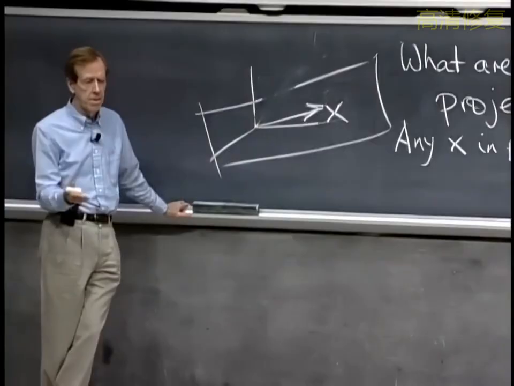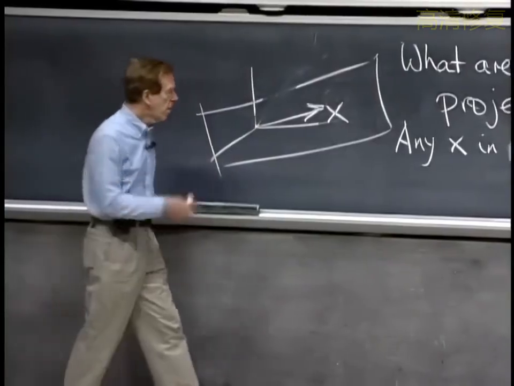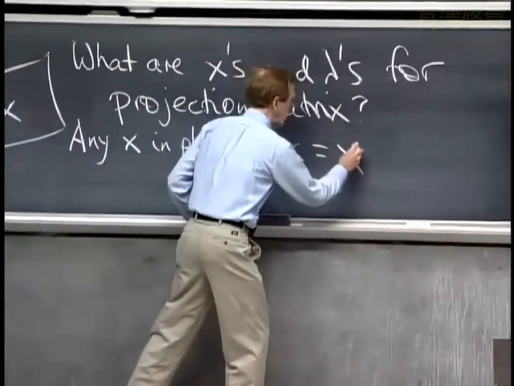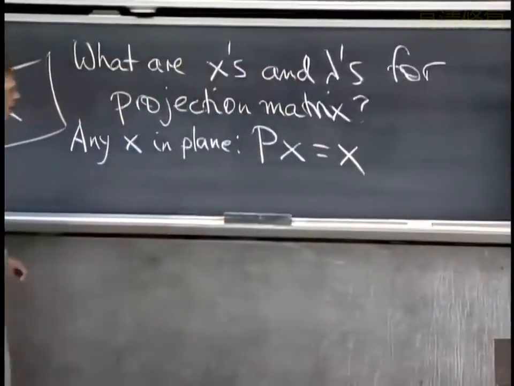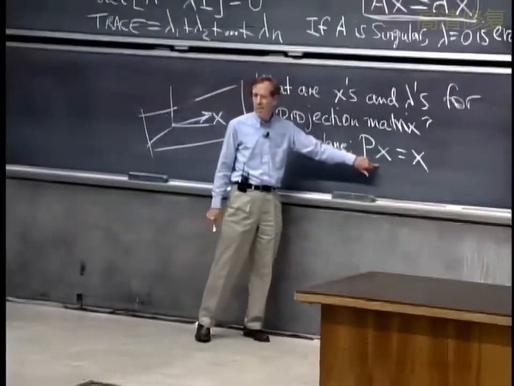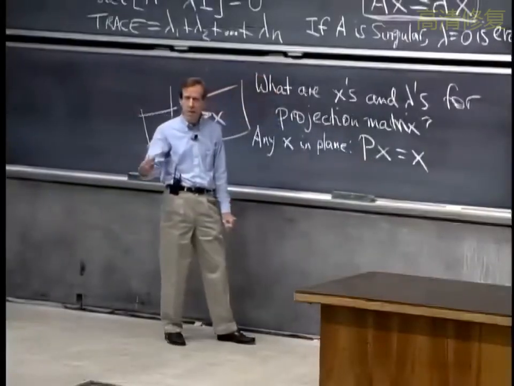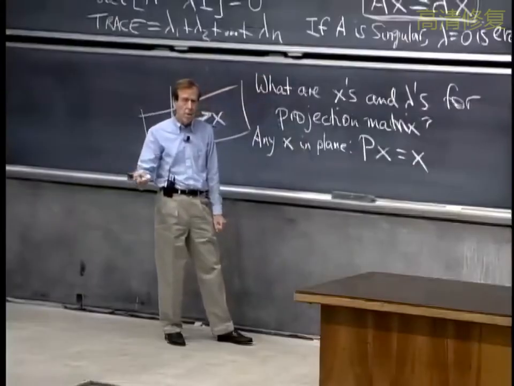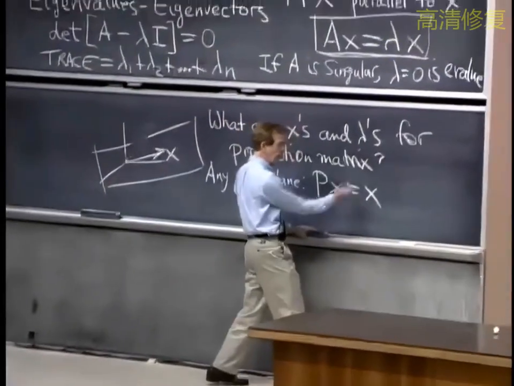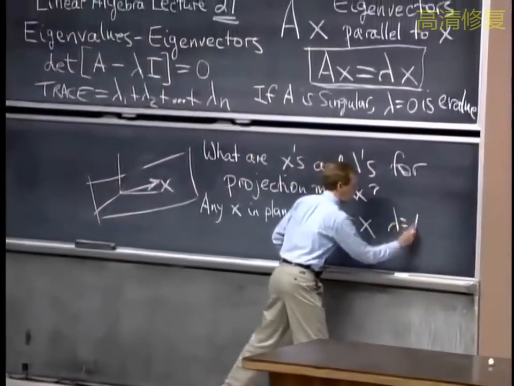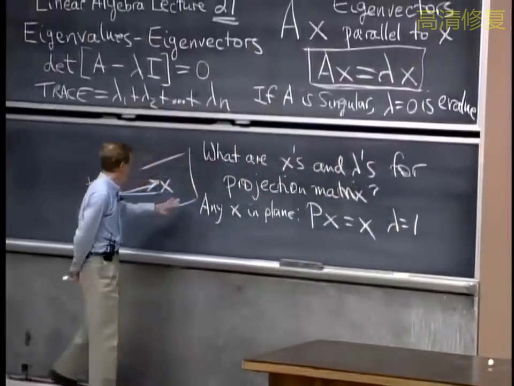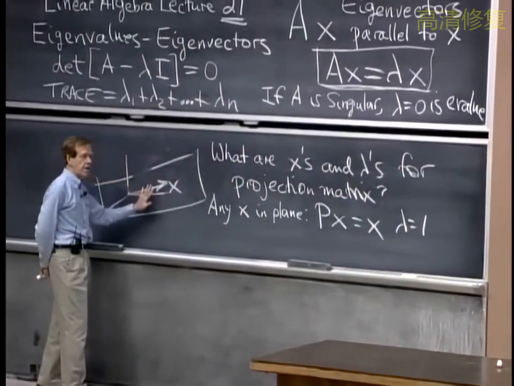X, of course, doesn't move. So any x in the plane is unchanged by P. And what's that telling me? That's telling me that x is an eigenvector, and it's also telling me what the eigenvalue is, just compare it with that. The eigenvalue, the multiplier, is just 1. Good. So we actually have a whole plane of eigenvectors.